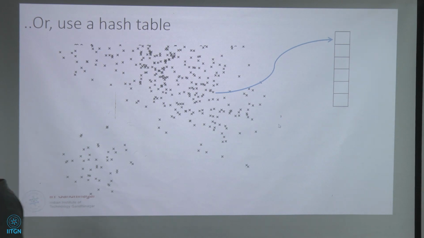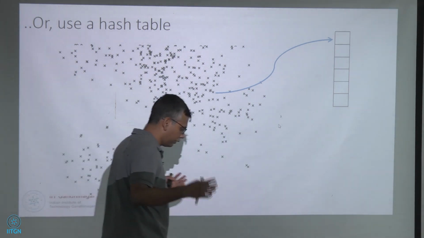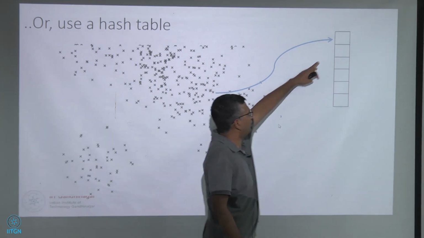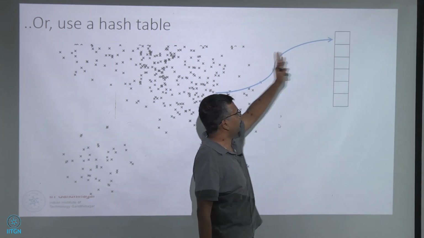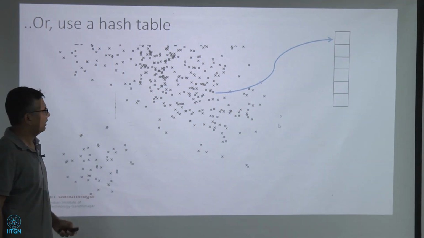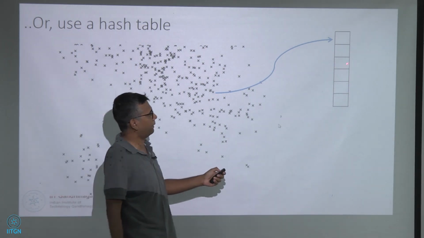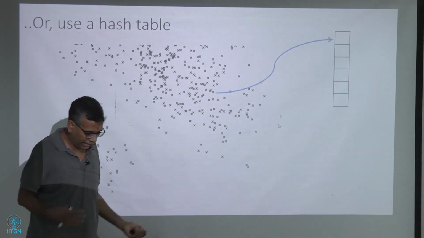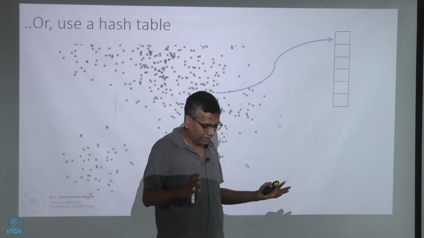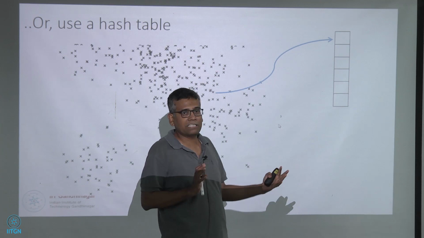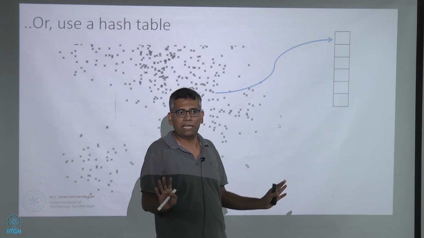The other kind of data structure we have is a hash table. So what is a hash table? A hash table is very simple. All of you know what a hash table is: I'll take the points and map each point to one of the buckets in the hash table. So what happens when a query point comes? When a query point comes, I'll again map it to one of the buckets, and then I'll only look at the points that I've mapped into this bucket. I won't look at anybody else.